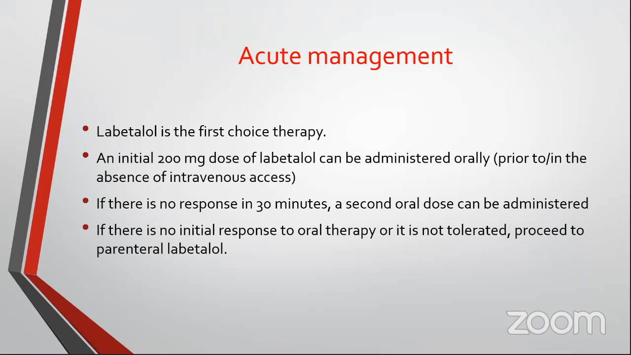If there is acute or emergency hypertension, first of all, start to stabilize the patient, and simultaneously take the investigations, monitor the patient, start the antihypertensive medication, start anticonvulsant medication, and start fluid therapy. If you want to use an antihypertensive in an acute condition, first of all, you start labetalol 200 milligram oral dose and check the blood pressure after 30 minutes. If there is no response, you can repeat the second dose. If still no response, you will go for parenteral labetalol.